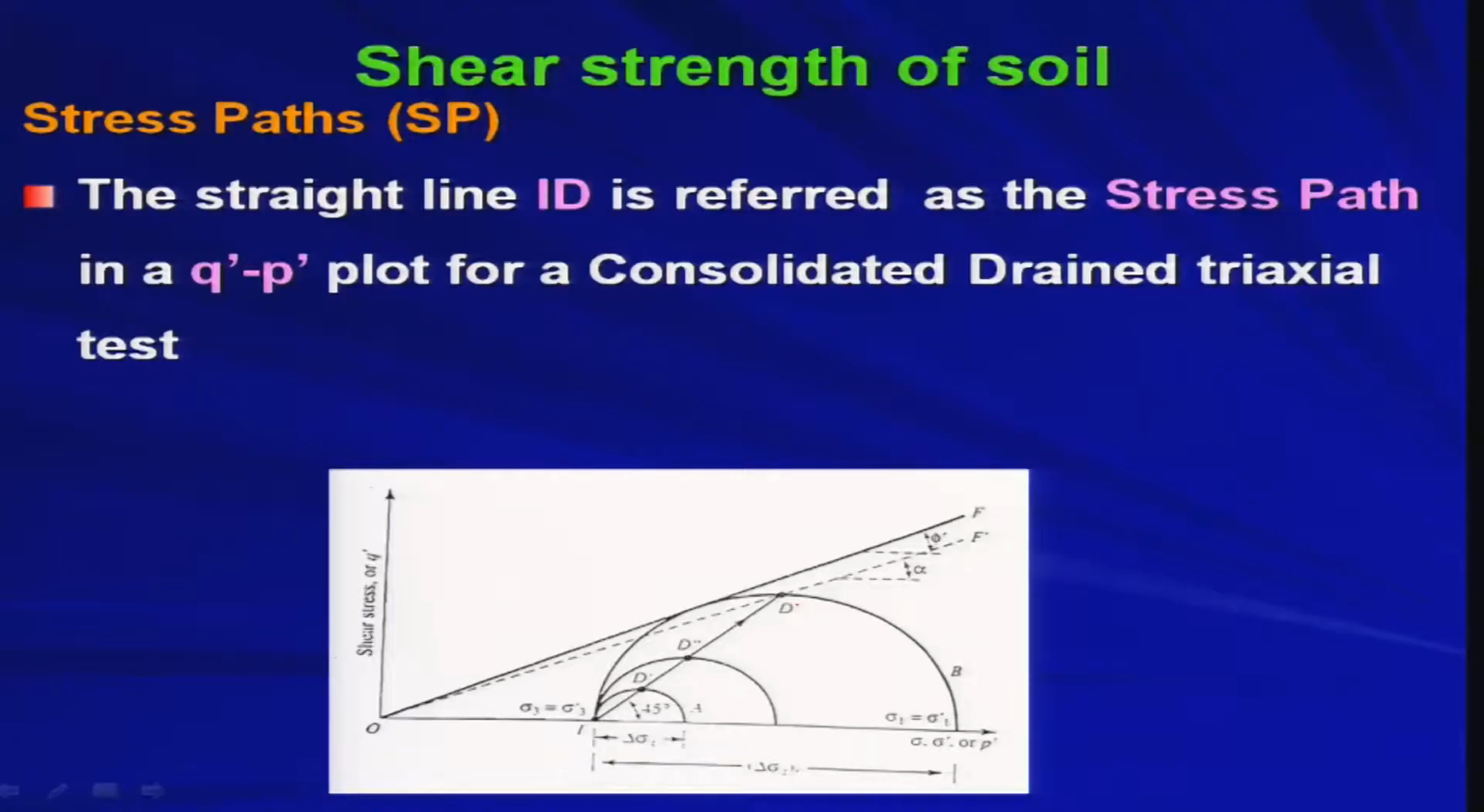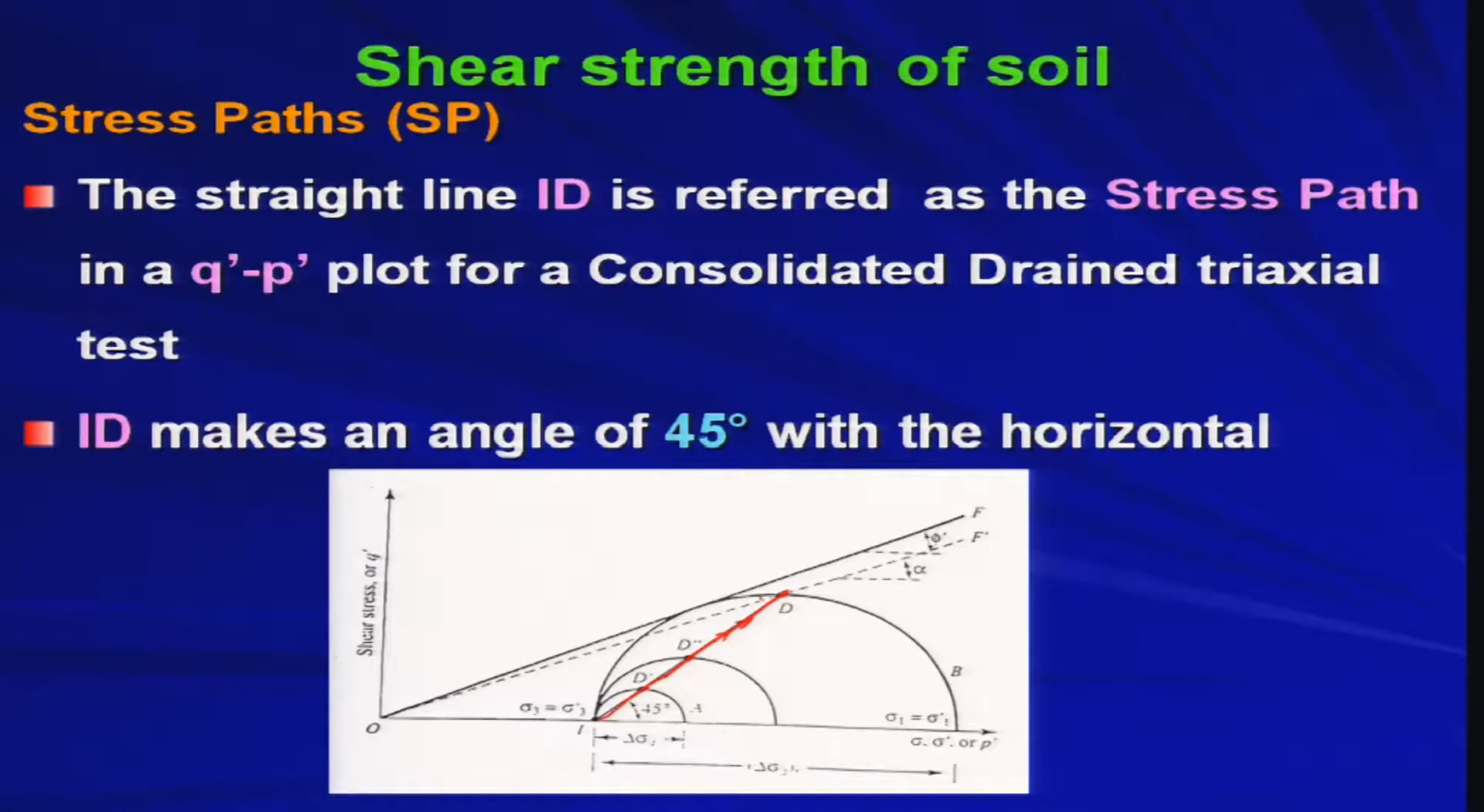Now, the straight line ID is referred to as the stress path in a Q prime P prime plot for a consolidated drained triaxial test, as I told you. So, if I get this kind of stress path, I will know how the test has progressed. All the points on the stress path denote the state of stress at every stage of the test. And ultimately, when you reach point D, the corresponding Mohr circle will be talking about the failure.